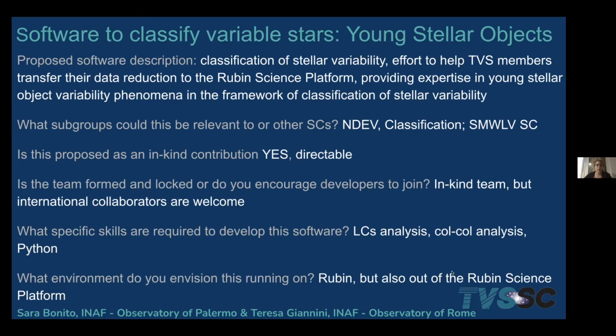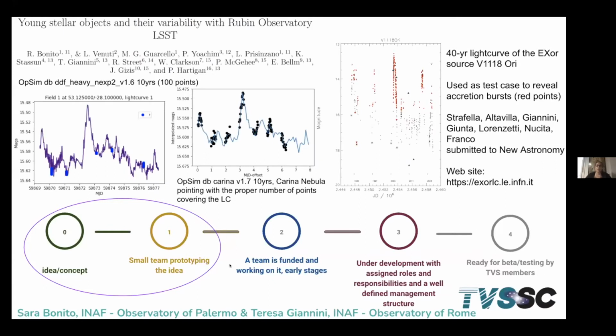The theme of the in-kind specific for the classification of variable stars based on young stellar objects has been defined in the in-kind project proposal, but of course external collaborators are welcome. And some specific skills are here listed. They are not limited to, but based on the analysis of the light curves and the color diagrams, and of course the use of Python inside the Rubin Science Platform, but also outside of it. So in the next slide, please, you can see what we have done about that.